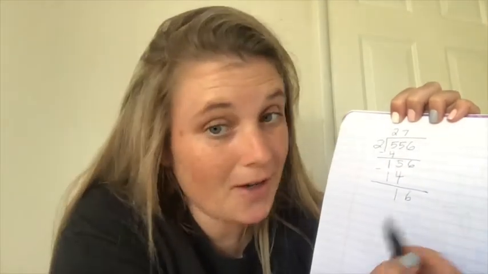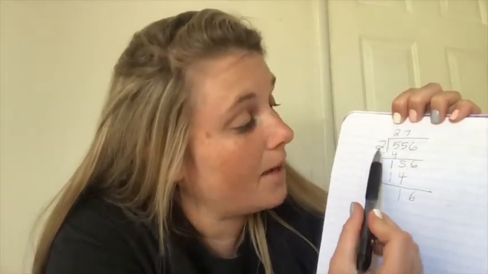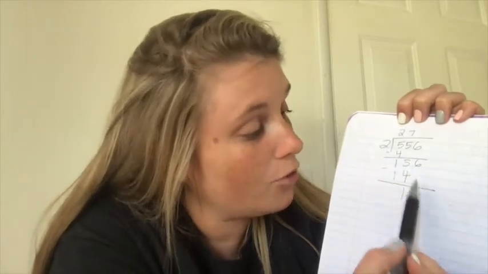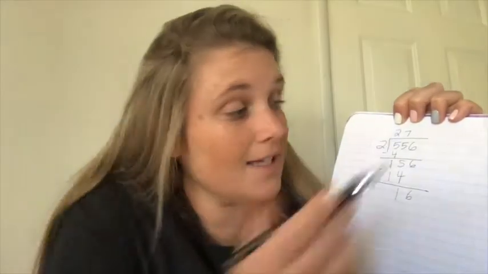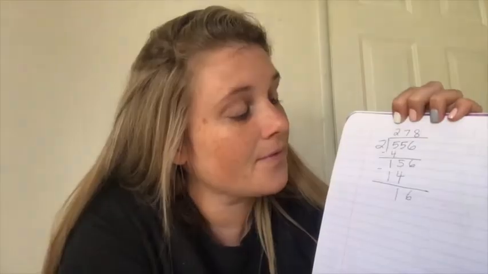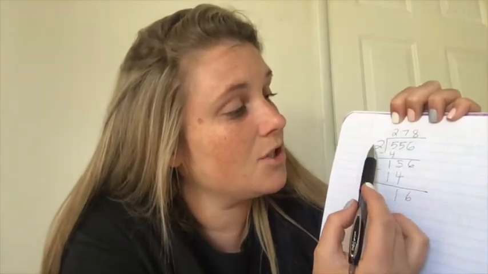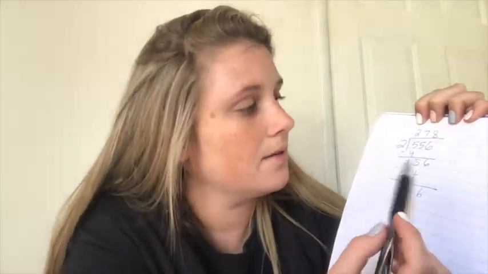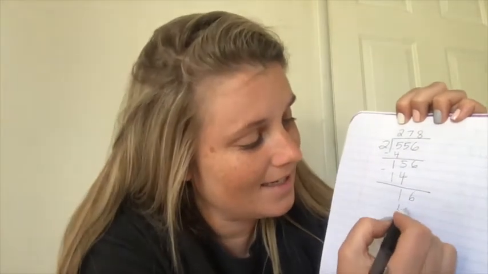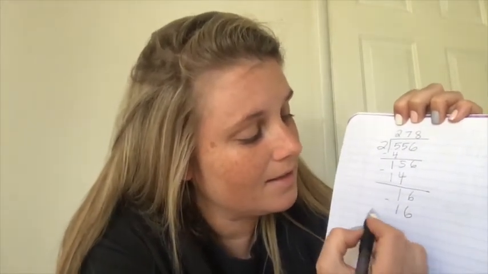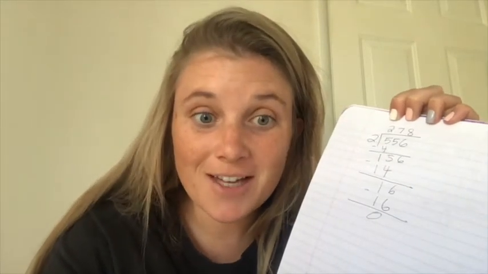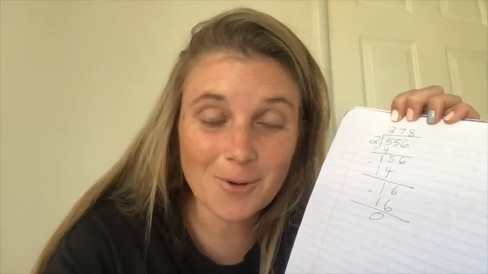Okay, start over. 16 divided by 2, or how many times does 2 go into 16? 8 times. 8 times 2 is 16. Now I subtract. We did it. 278. Did you get 278? Hopefully. All right, here's our next one.